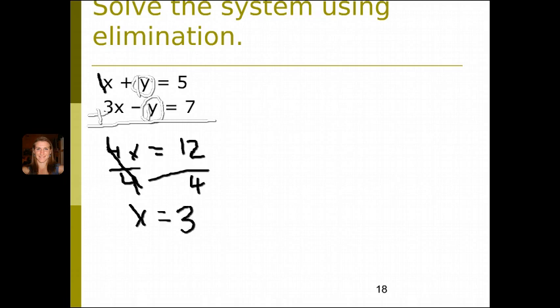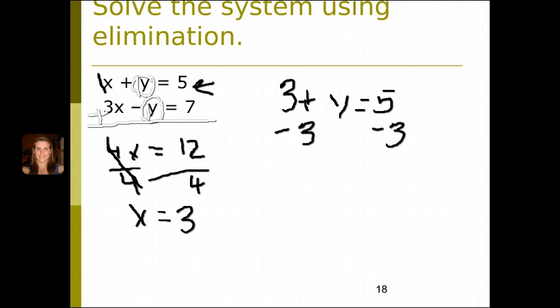Okay, so this is just like substitution. We've solved for one, and now we're going to plug it in. Now, you want to choose the equation that is easier to solve for your other variable. Well, we need to solve for y. So what I would do is I would replace the x in the very first equation right here in order to get y by itself. So I would say 3 plus y equals 5. And how do you get y by itself? You subtract 3 from both sides of the equal sign. 5 minus 3 is 2.